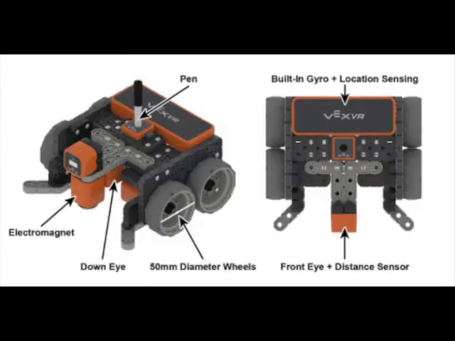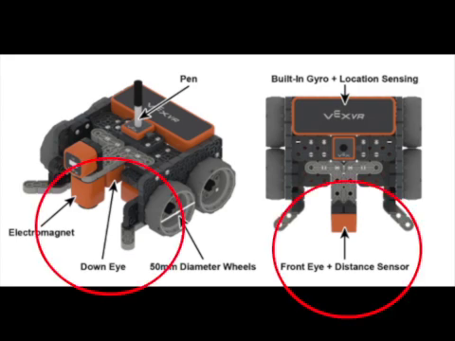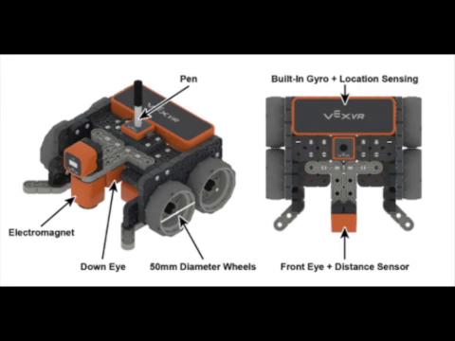You will also see that there are two eyes, a downward facing eye and a frontward facing eye. Both of them are color sensors, and they can tell if something is red, green, blue, or no color at all. But they also determine whether an object is there, if it's the downward facing eye, and the front eye is how far away it is, and this can be measured in millimeters or inches.